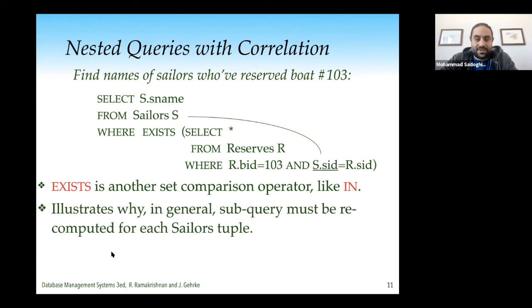Okay, we talked about why it needs to be reevaluated. So any question on this? Again, EXISTS: if the result of this is non-empty, the EXISTS is evaluated true. We can also say NOT EXISTS, or we can say NOT IN. If we had said NOT EXISTS, then a sailor would only have been selected if this didn't return anything. So if I had said NOT EXISTS, I would get the name of the sailors who have not reserved boat 1 or 3.